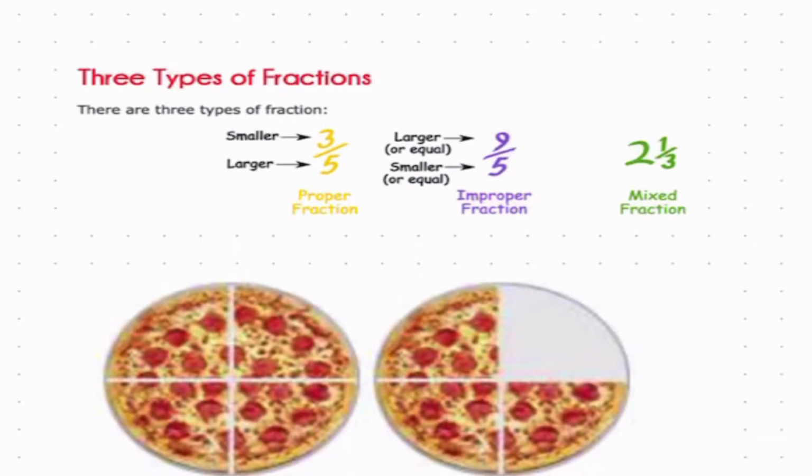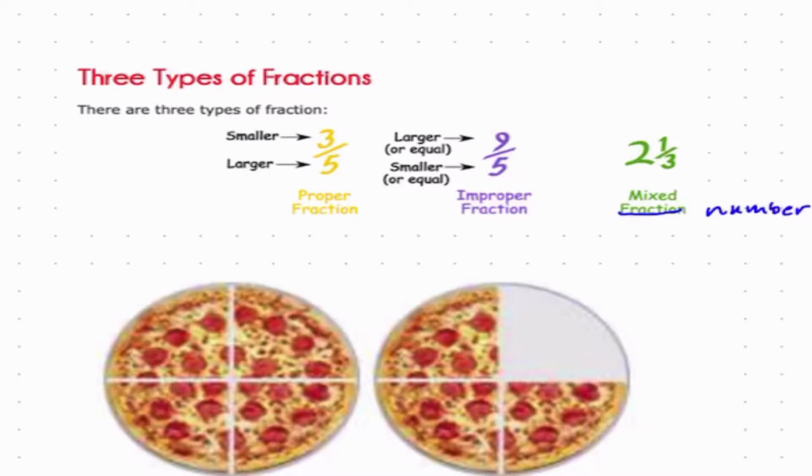A mixed fraction, or sometimes we call it a mixed number. Okay, it's the same thing. Either one, you can call it either one. A mixed number has a whole number and a proper fraction put together. Okay, so you can see that in the example in the green.